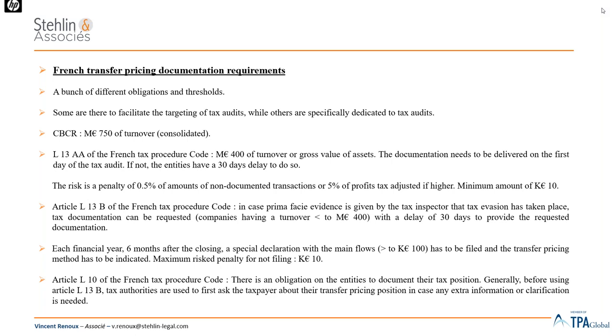Then we have a specific provision, Article L13 AA. This is for multinational companies that have a turnover superior to 400 million euro. And in that case, you need to give a documentation on the first day of the tax audit. And in case you don't have it, you only have 30 days to provide it. This documentation is very similar to what you can know in other jurisdictions and to the OECD regulations. You have a master file and a local file.